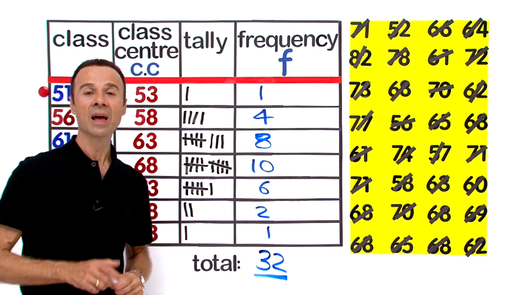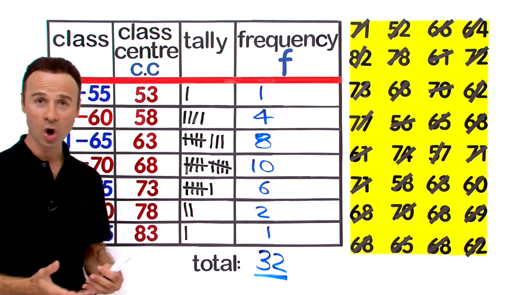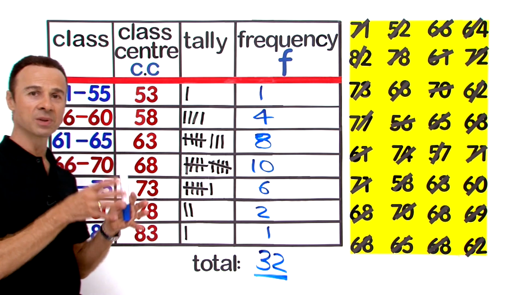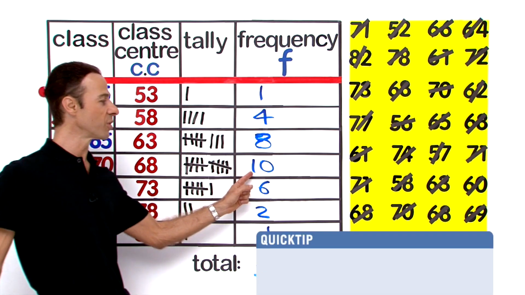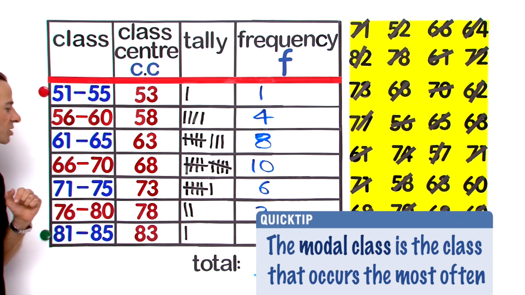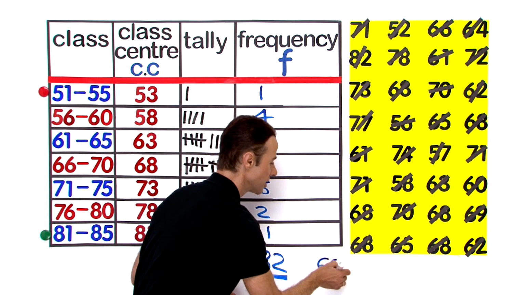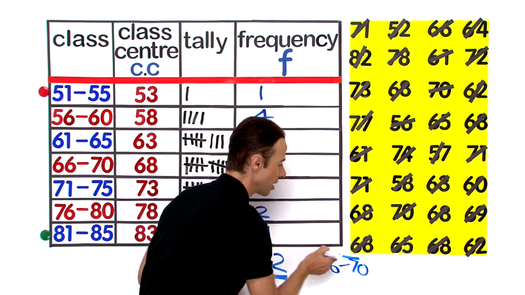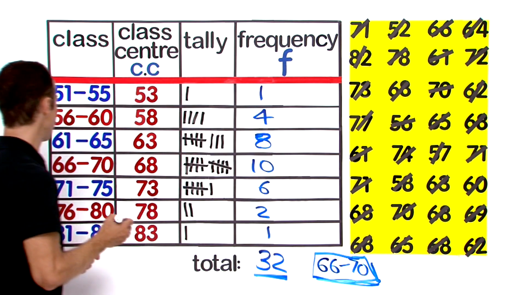So now we can find the modal class, which means the most popular, most common weights in that particular group. The group that has the highest frequency comes up right over here with 10. And if we go across, the modal class looks like it's 66 to 70. So 66 to 70 is our modal class. I'll just mark it off over there.